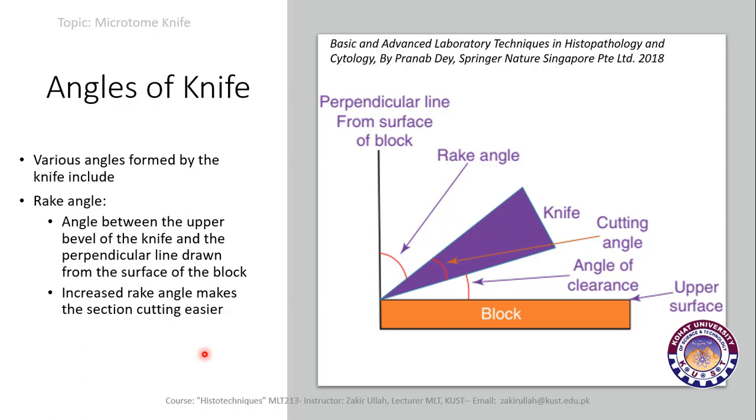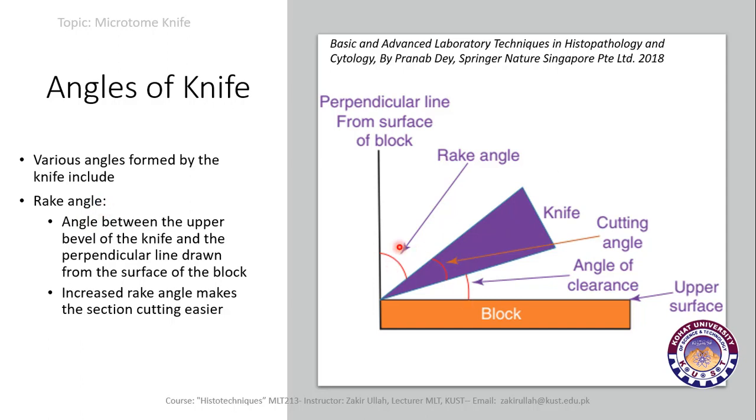The angles of knife. Various knives are prepared and made from different types of angle. So, the first angle is the rake angle.